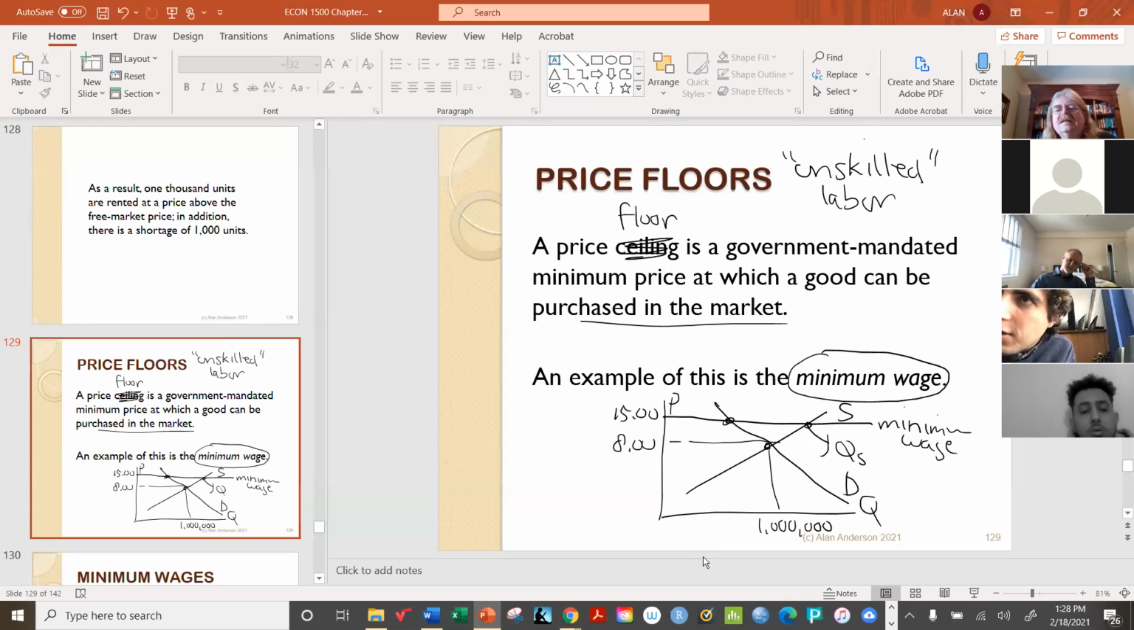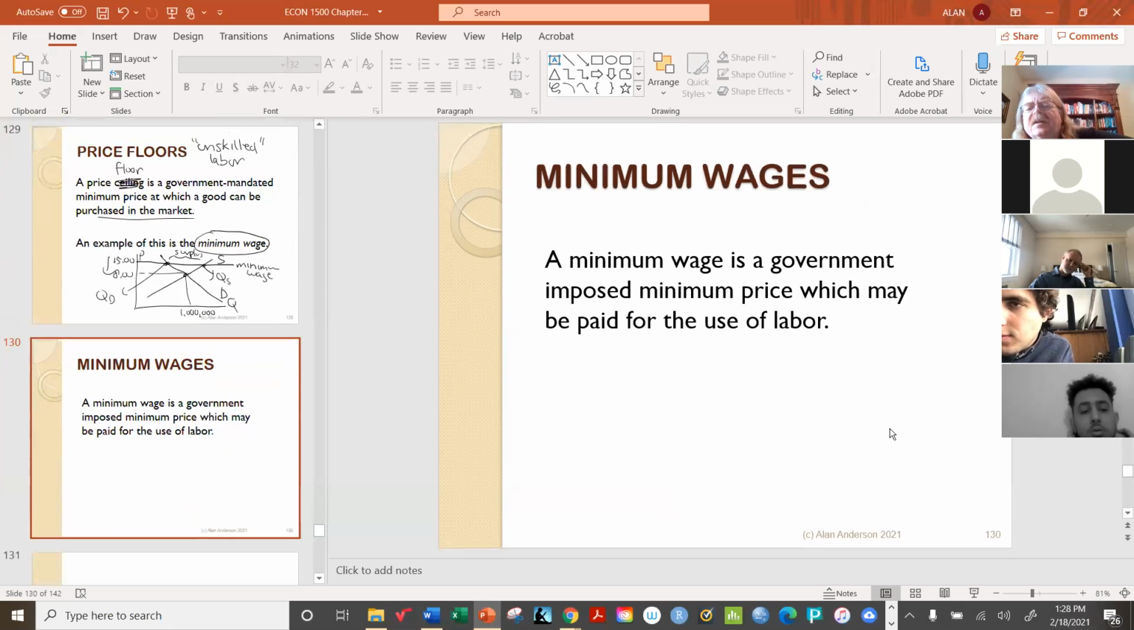I see the price is increasing. Well, it is for the lucky few who get to keep their jobs, because look what happens. There's a surplus which cannot be corrected by the market because the price is not allowed to fall back to $8 an hour. So I've got a better diagram up here. Let me go show it to you.